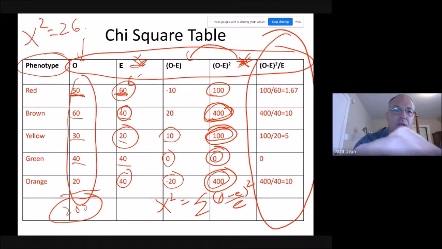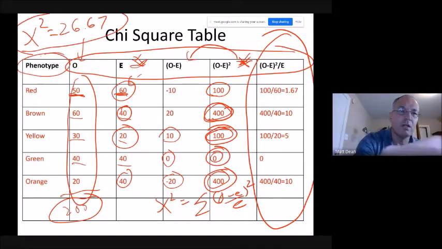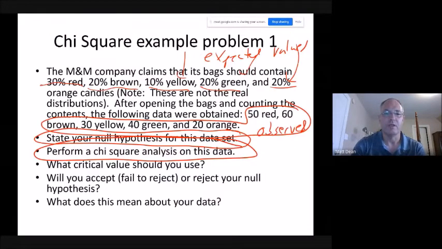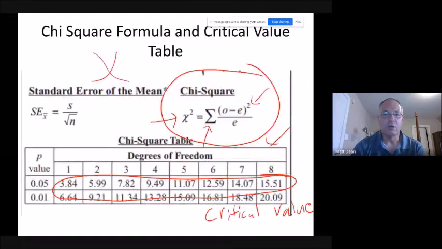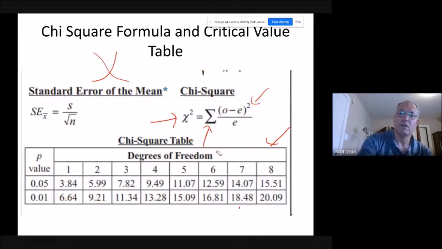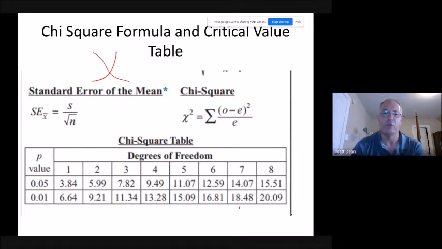Now by itself, that number doesn't really tell you anything. So you've got to compare it to a value called a critical value. Let's backtrack a minute and look back at the question. So we just got our chi-square statistic. That was 26.67. Next, what critical value should you use? To use the critical value, you've got to go back to your table. And remember, this chi-square table is going to be found on your AP Bio formula sheet.